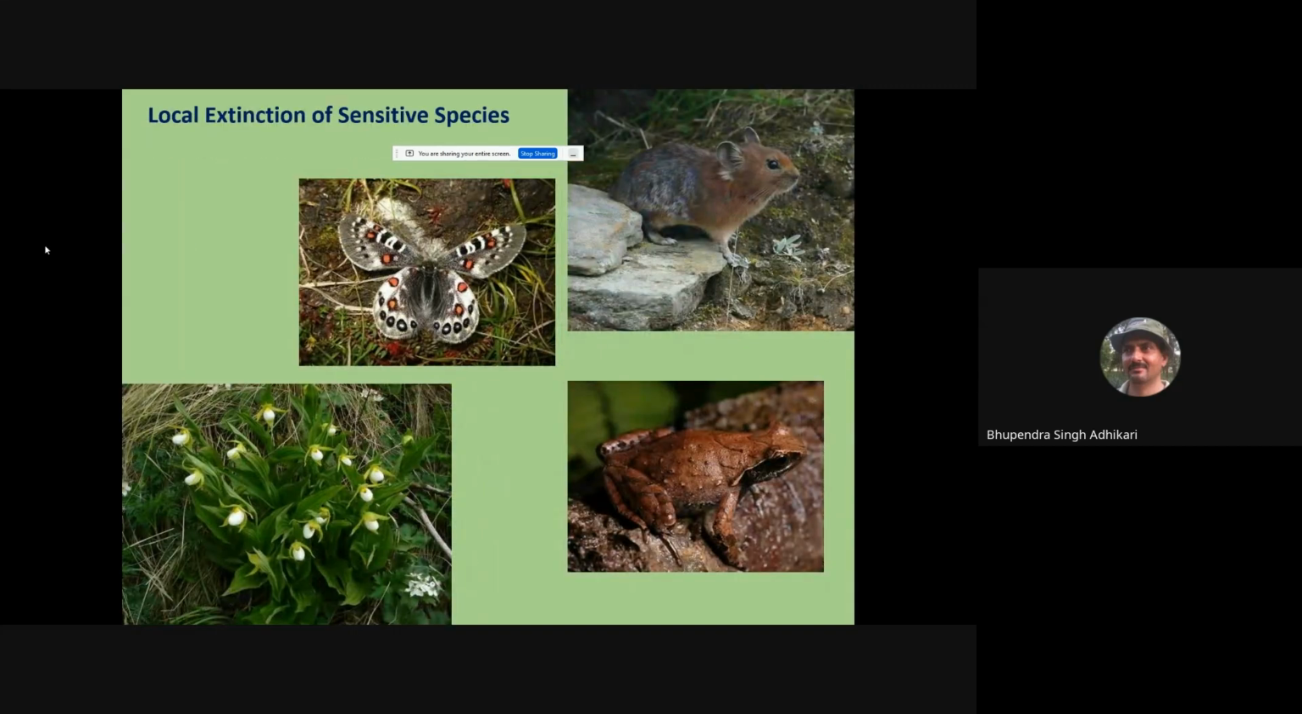It is basically like the Apollo butterfly, which is found in the alpine meadows. If the alpine meadows are having, as I mentioned, people going to collect yarsagumba or research scientists studying certain kinds of butterflies, they will not be able to come for pollination and all those kinds of things.